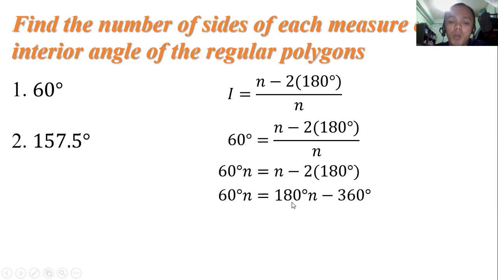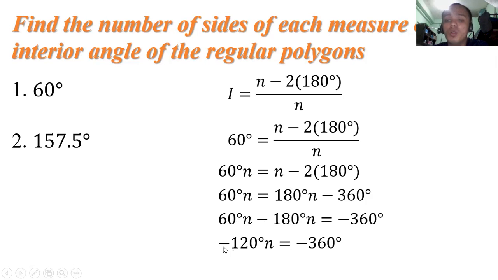Then transpose 180 degrees n to the other side. Then we have 60 degrees n minus 180 degrees n equal to negative 360 degrees. Now, 60 minus 180, that would be equal to negative 120 degrees n equal to negative 360 degrees. Divide both sides by negative 120. Cancel this out. Then we have negative 360 divided by negative 120 is equal to 3. So the number of sides of the regular polygon is 3. Next.